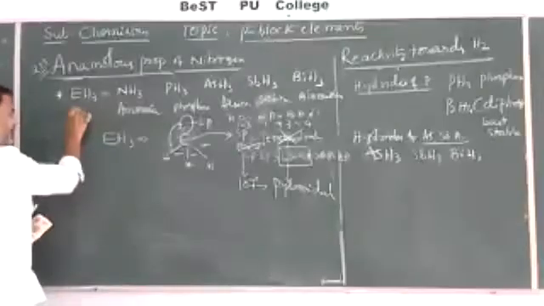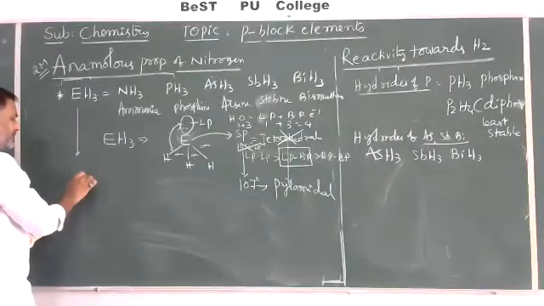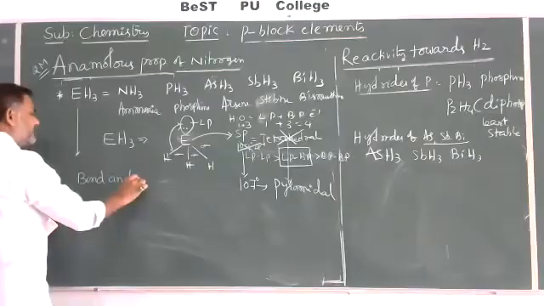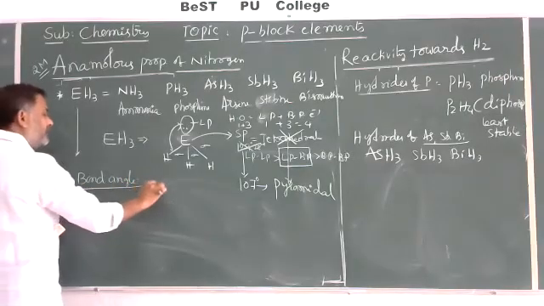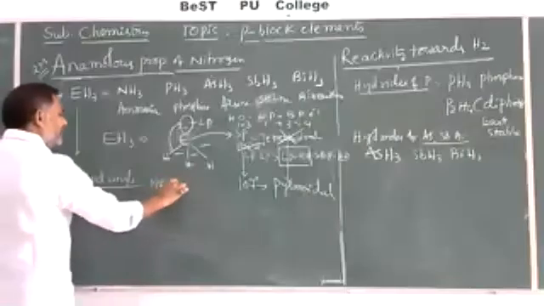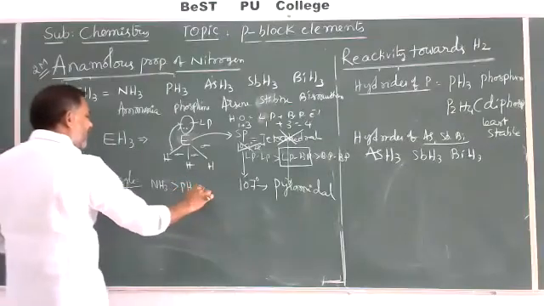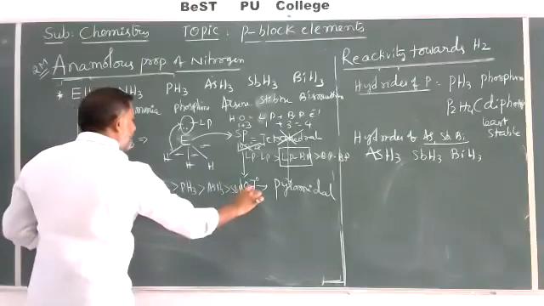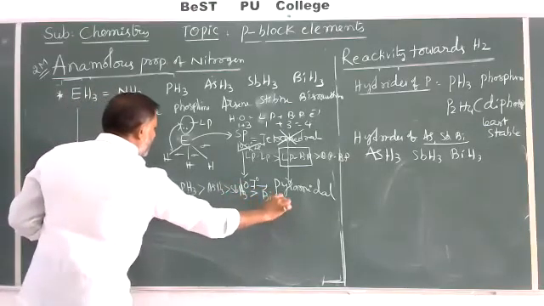Now here the first one is some important points. First one is about bond angle. So the bond angle of NH3 is greater than PH3, than AsH3, than SbH3, than BiH3.